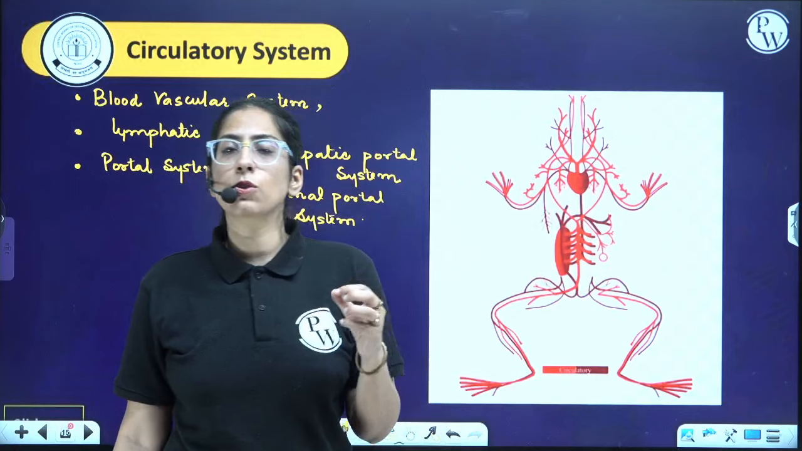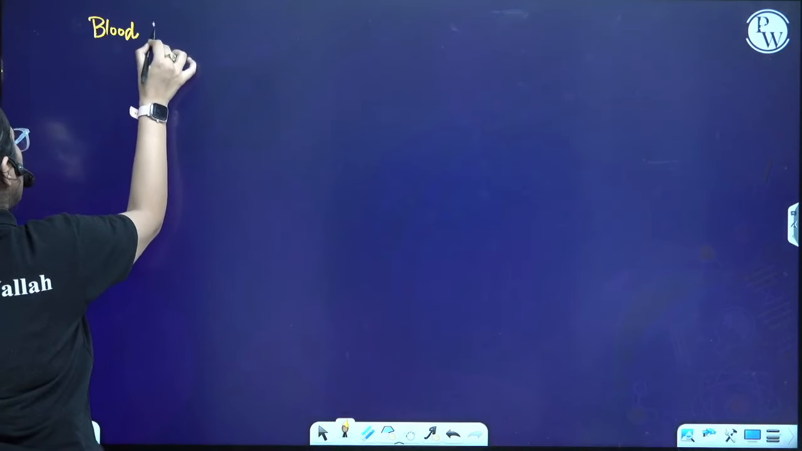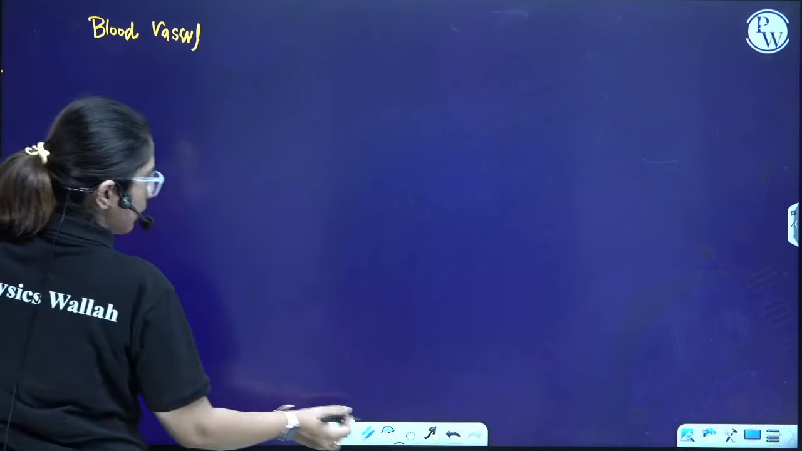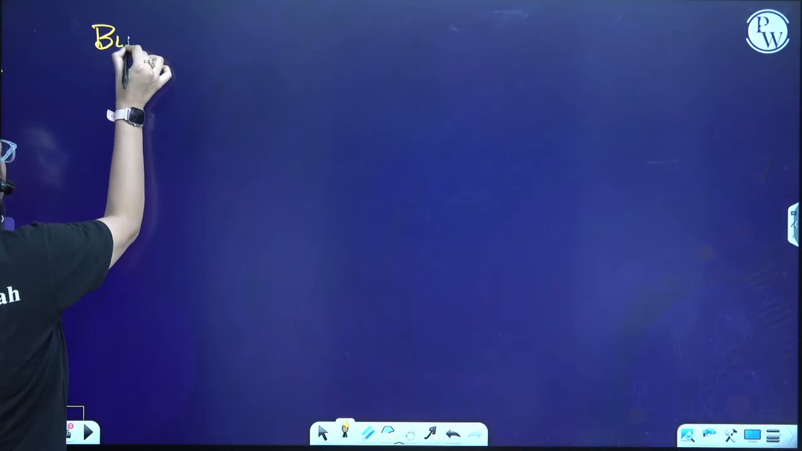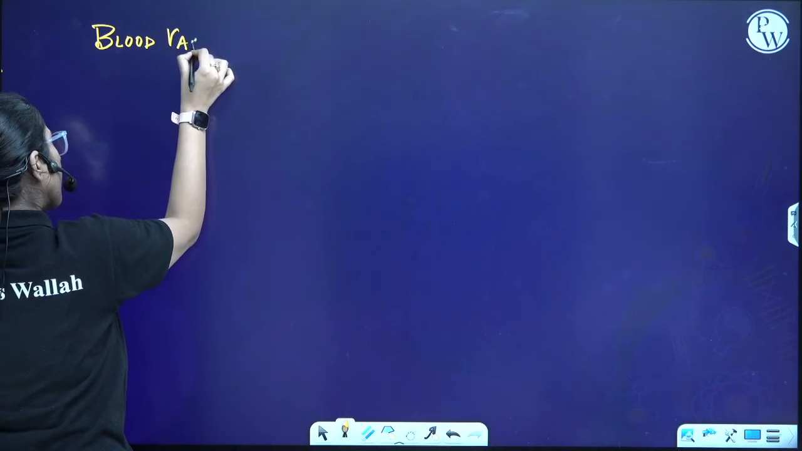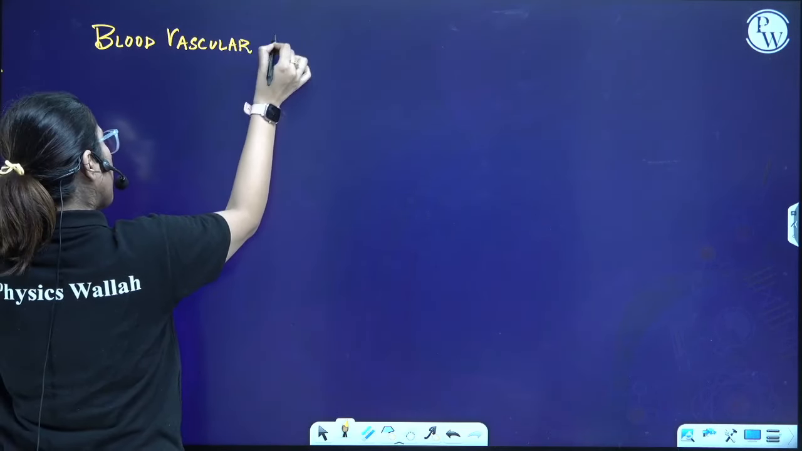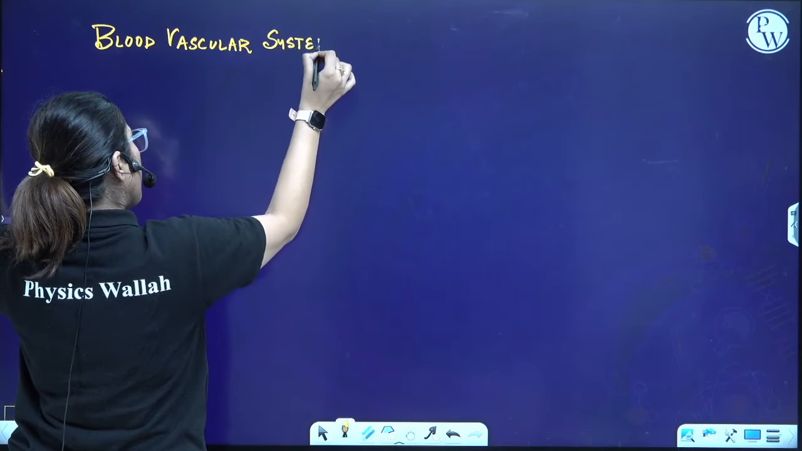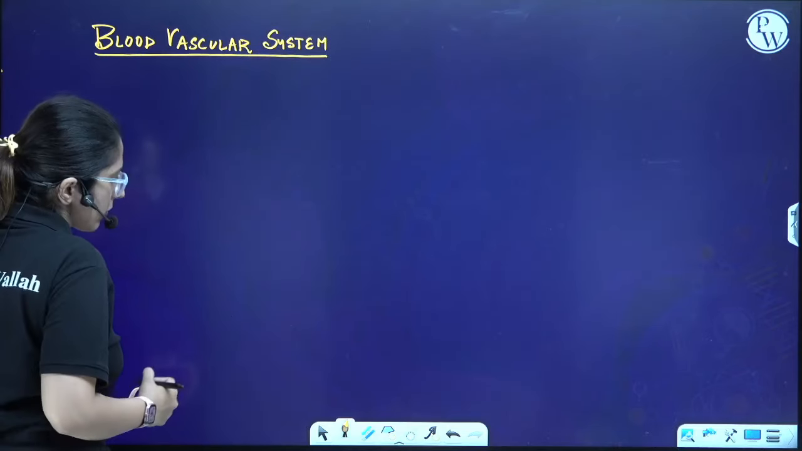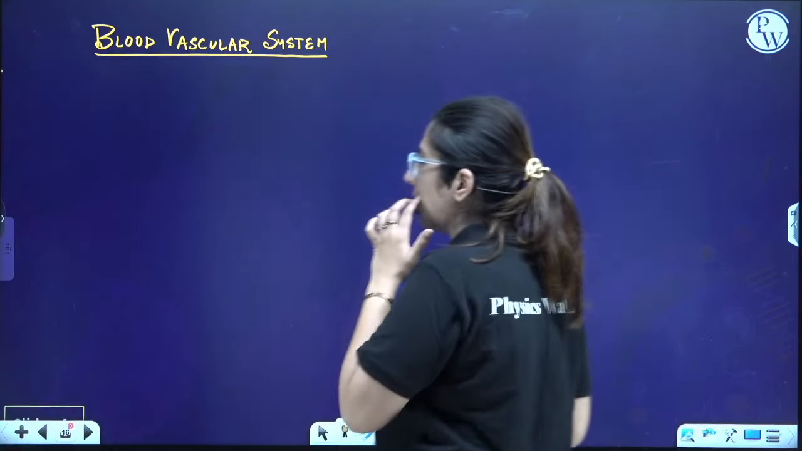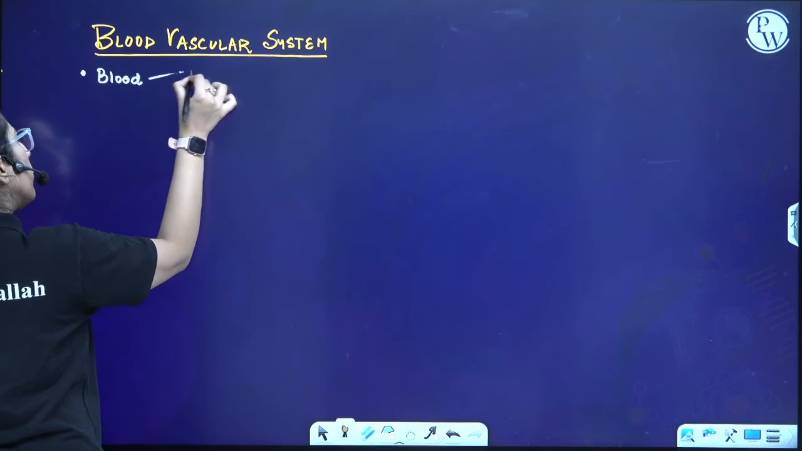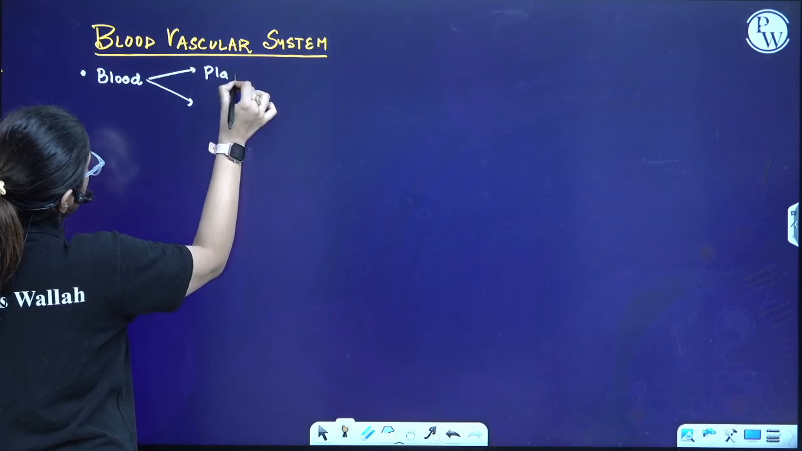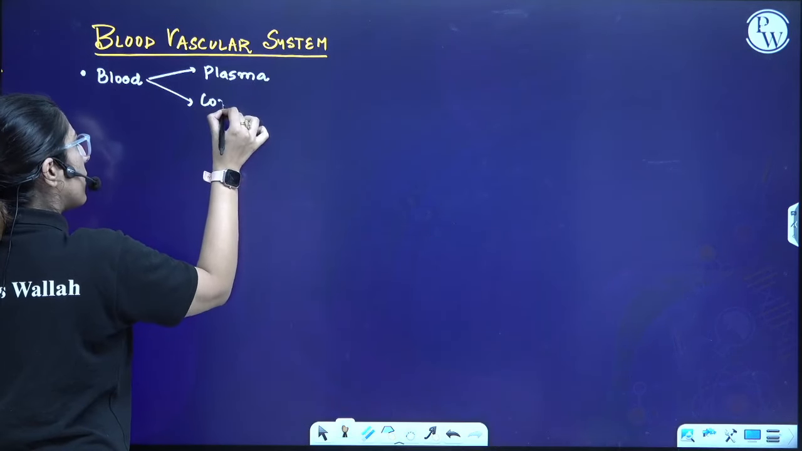A heart is present, mesodermal heart. Let's write. Let's start with the blood vascular system. So first let's talk about blood. Yes, in this organism blood is present. So blood is made up of two different components. One is plasma, and second is the corpuscles.